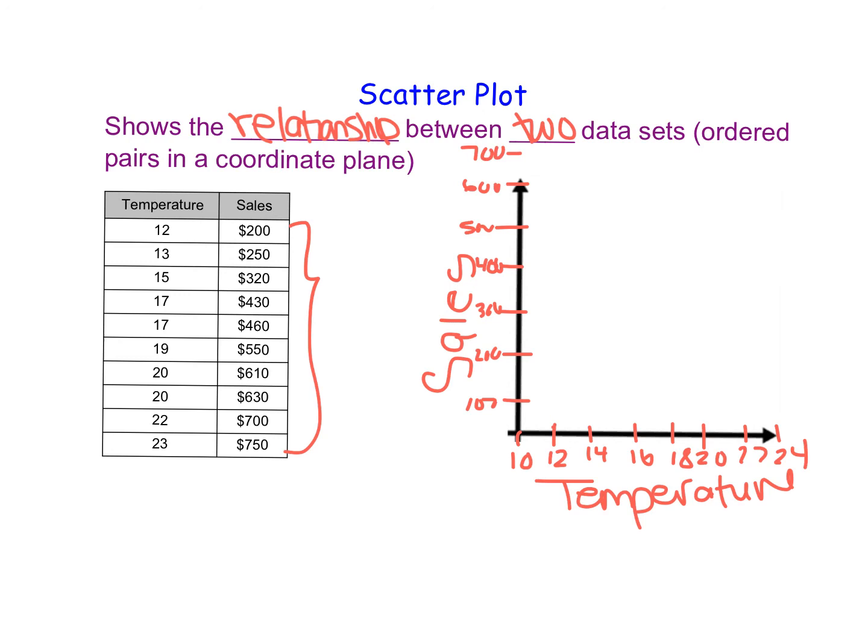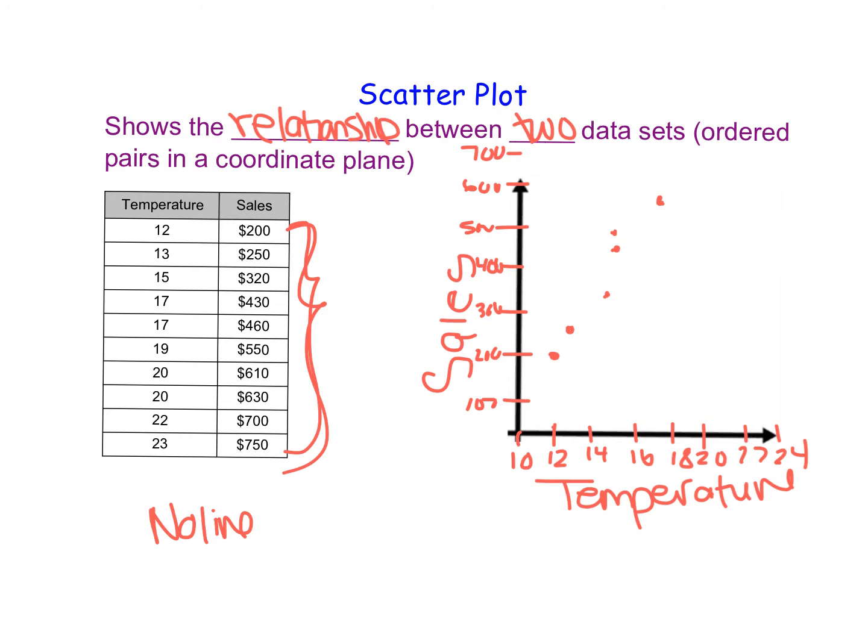And then you would plot your data. So I'm not going to plot all these points, but here we'd plot 12, 200. And we'd plot 13, 250. Then we'd plot 15, 320. 17, and it jumps up to 430. Then we have a 17 at 460. 19 is going to be at 550, and so on and so forth. So you'd plot all of these different points onto here, and then you don't draw a line, so no line gets drawn unless you're asked to draw a line of best fit.